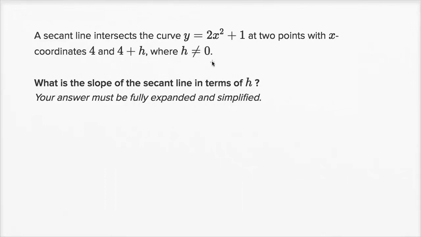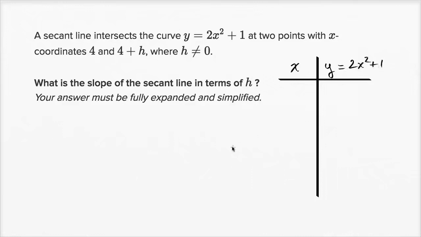So we know the 2 points that are on the secant line. It might not be obvious from how they wrote it, but let's make a little table here to make that a little bit clearer. So we have x, and then we have y, which is equal to 2x squared plus 1. And so when x is equal to 4, what is y going to be equal to? It's going to be 2 times 4 squared plus 1, which is the same thing as 2 times 16 plus 1, which is 32 plus 1. So it is going to be 33.